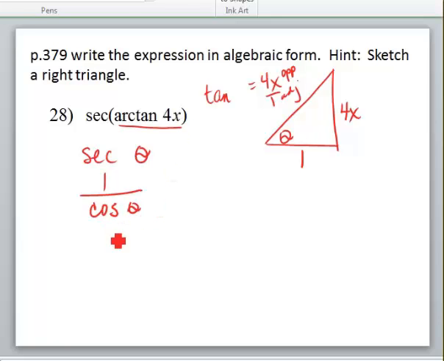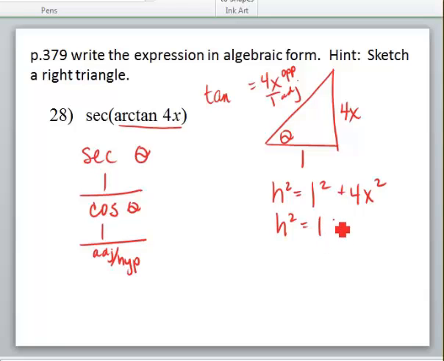And so I'm really talking about 1 over the adjacent over the hypotenuse. The adjacent side's 1, but I don't know the hypotenuse. So I'm going to figure out the hypotenuse using the Pythagorean theorem. 1 squared plus 4x squared equals my hypotenuse squared. So that means I get 1 plus 16x squared, and then I'll square root both sides. I get the square root of 1 plus 16x squared.